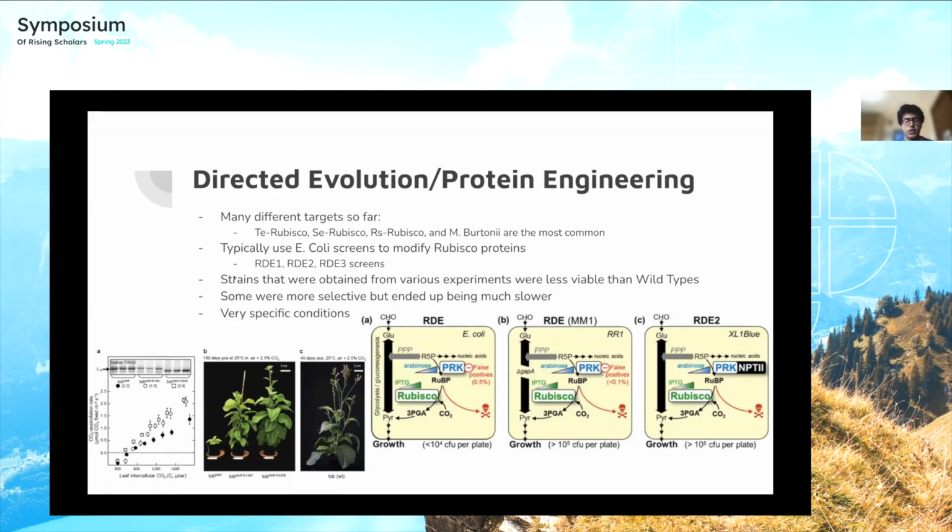And basically, even sometimes if they did work, they needed very specific conditions, like a lab setting with a really high concentration of CO2, which just doesn't occur in the real world. So we eventually looked away from directed evolution because it just didn't seem completely feasible as it was right now.